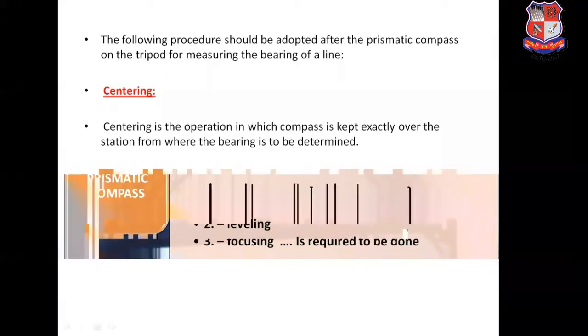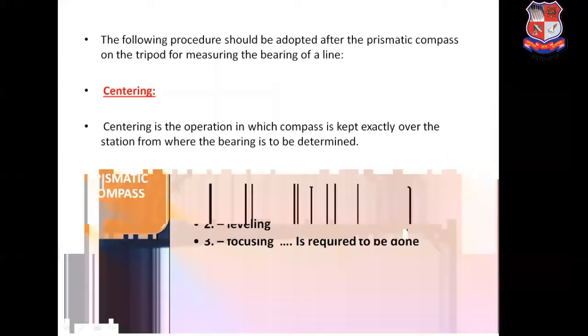So let us discuss first the centering of the prismatic compass. Centering is the operation in which the prismatic compass is kept exactly over the ground station from where the bearing of a line is to be determined or measured. The centering is checked by dropping a small pebble. So we have to take a small stone. Pebble means small stone.